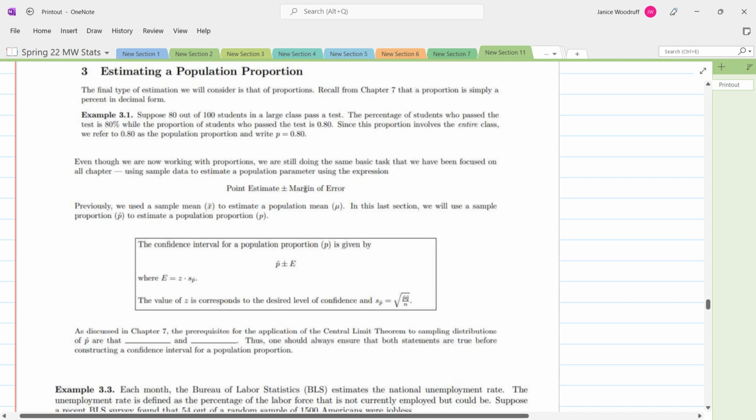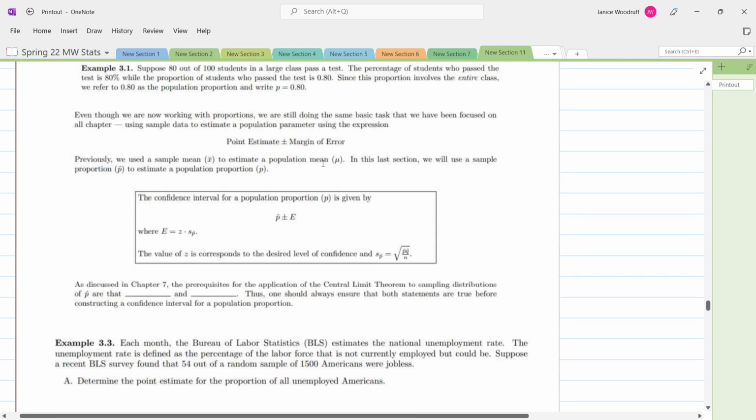Even though we are now working with proportions, we are still doing the same basic task. Point estimate plus or minus margin of error. Okay, so previously we used a sample mean to estimate population mean. In this section, we're going to use sample proportion to estimate population proportion. So the confidence interval will, instead of x bar, now be p hat, plus or minus E. And then E will be z times the standard deviation of p hat. Okay, so now we're going back to z. So we're only using t when we have a sample. We use z for everything else.